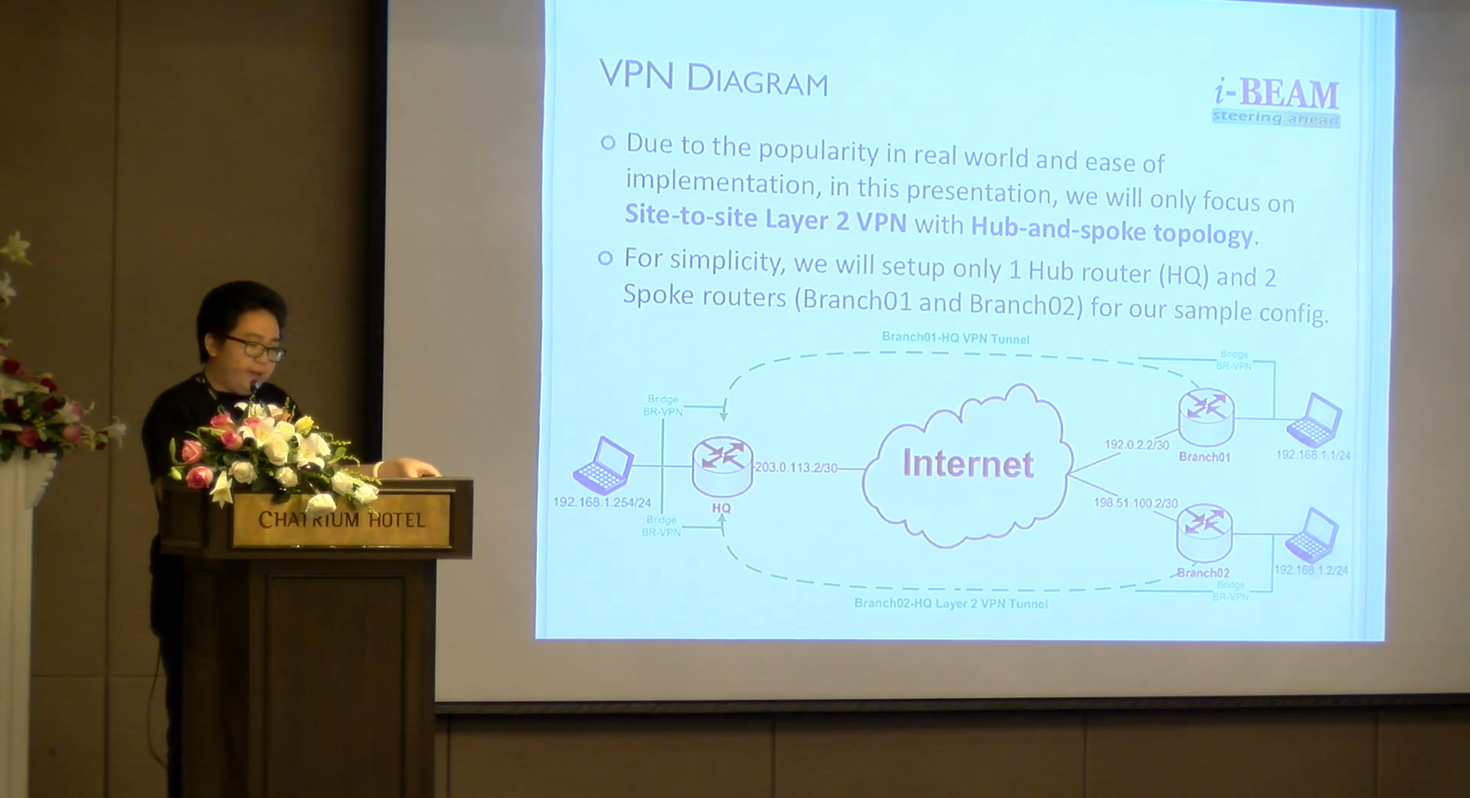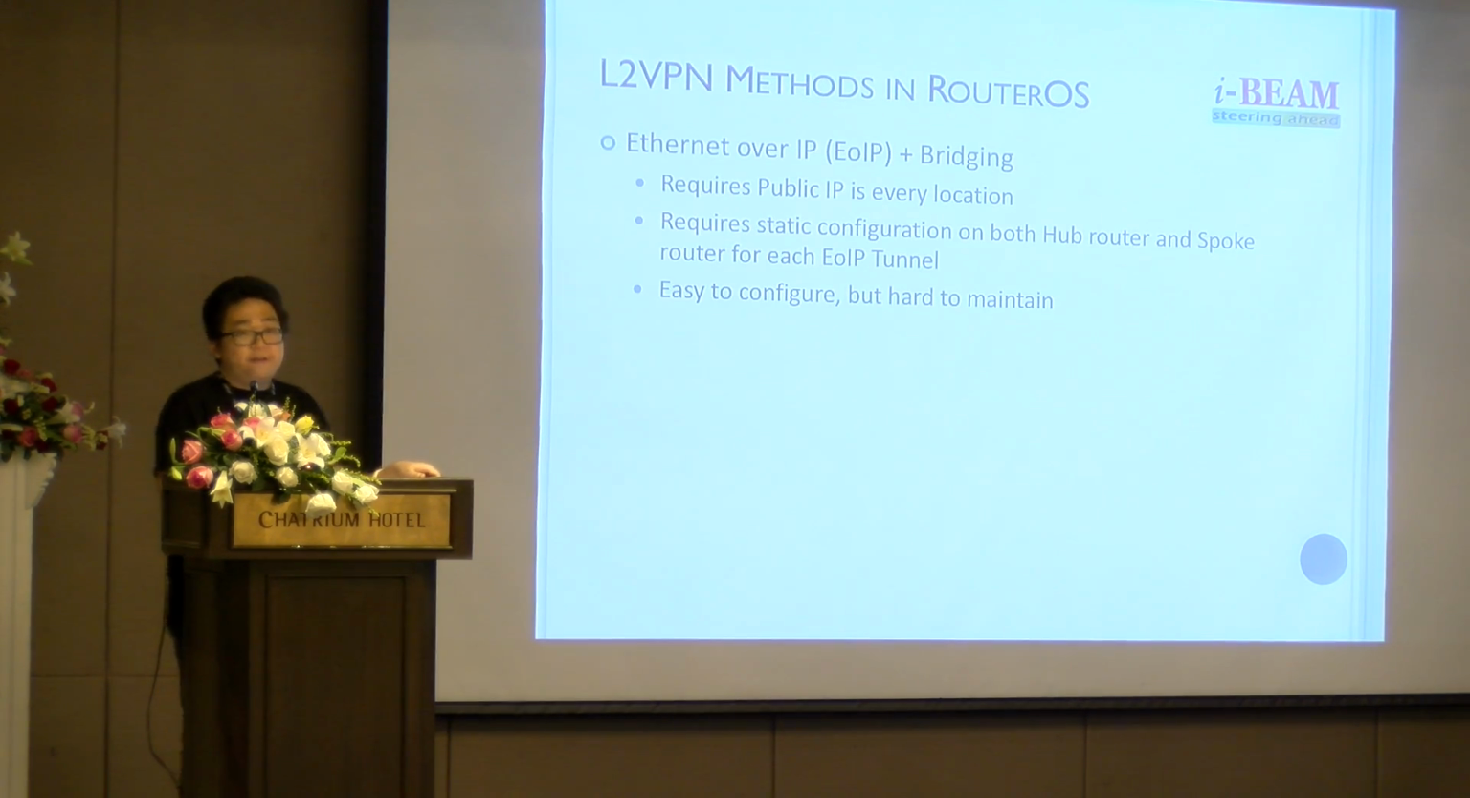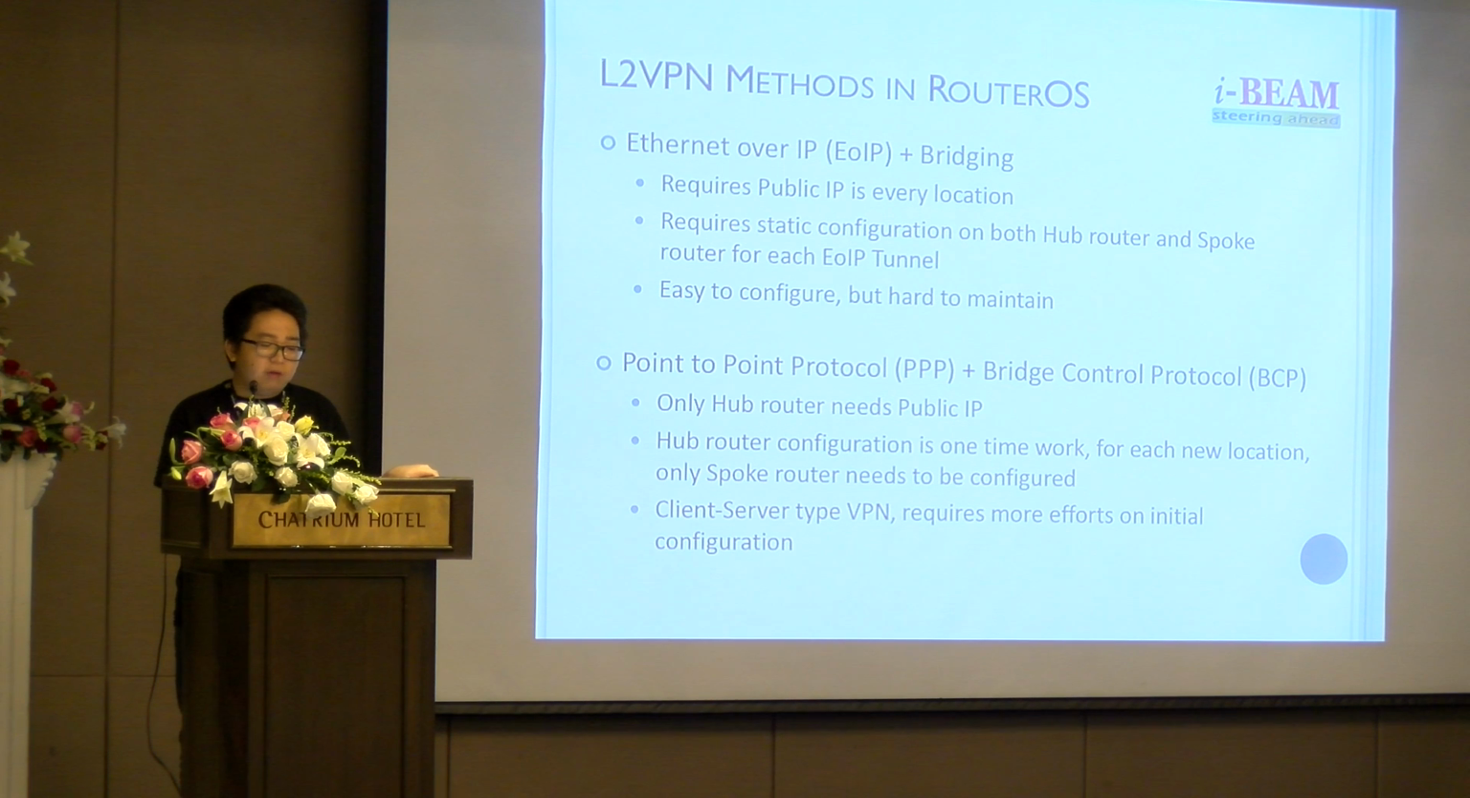All right, so let's see what methods we can use. In RouterOS, first you might think about EoIP plus bridging. This is the most popular method, but it requires public IP everywhere. So if you want to use EoIP, make sure you have public IP everywhere, or maybe you must use the same ISP everywhere.